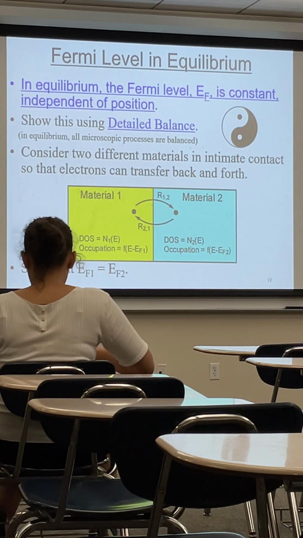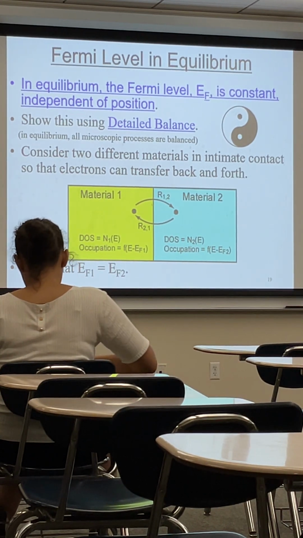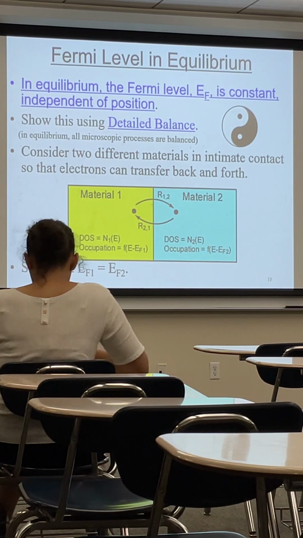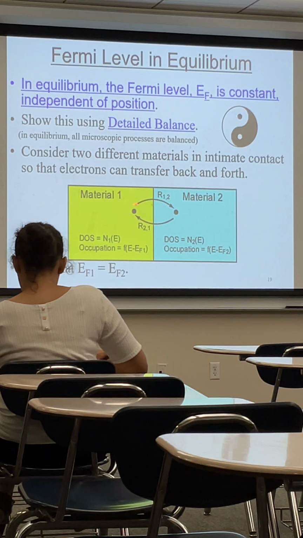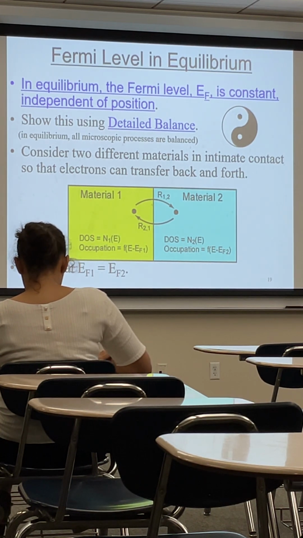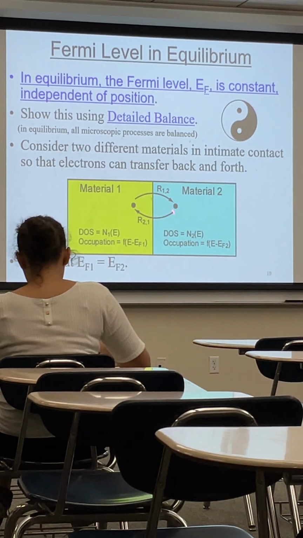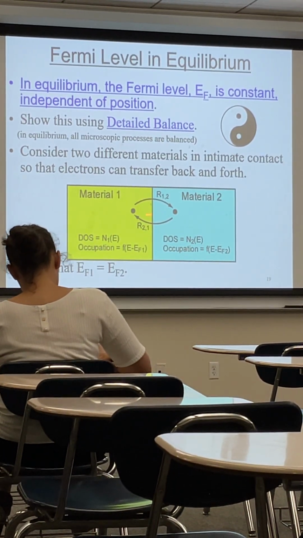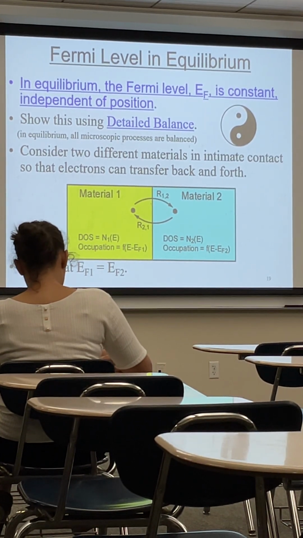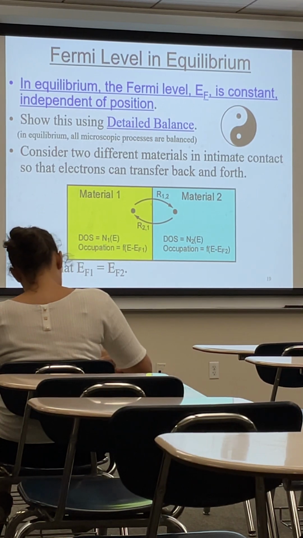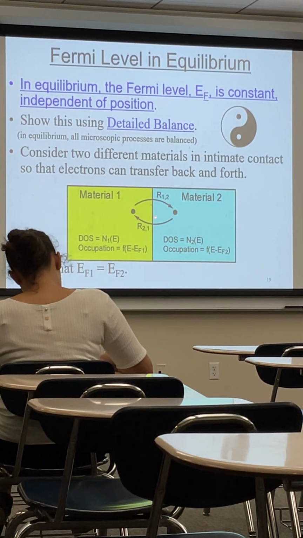And if we put these two materials together, then electrons will start to transfer back and forth. If it is in balance, then what can happen? So if everything is balanced here, we have this transfer rate.